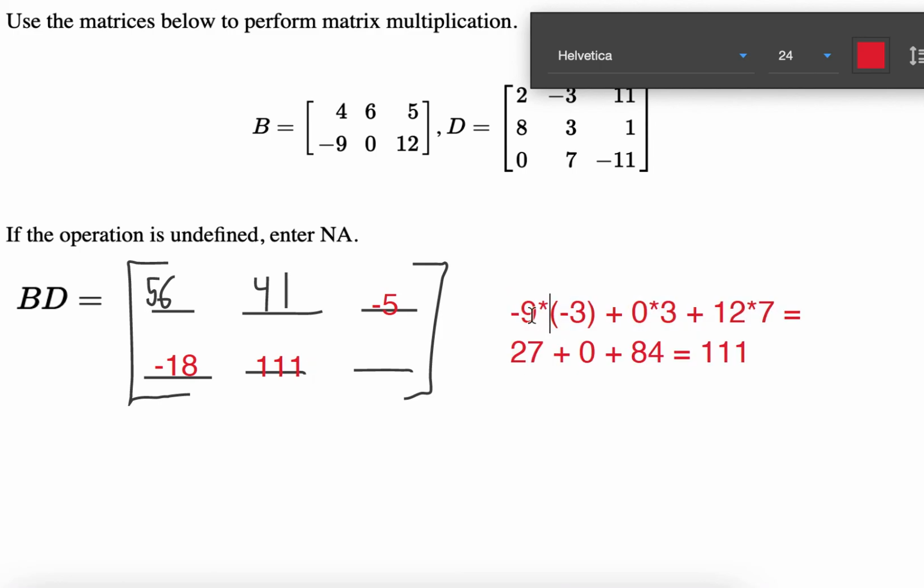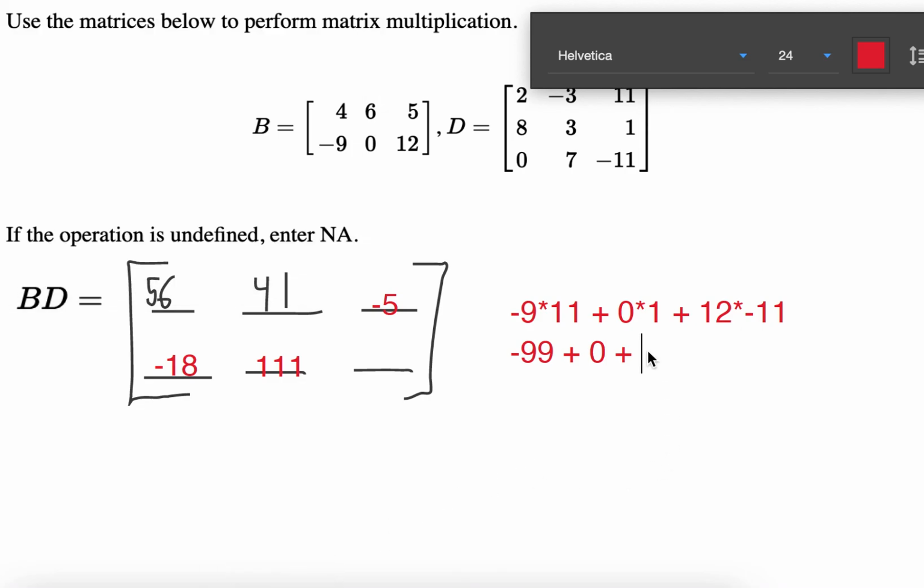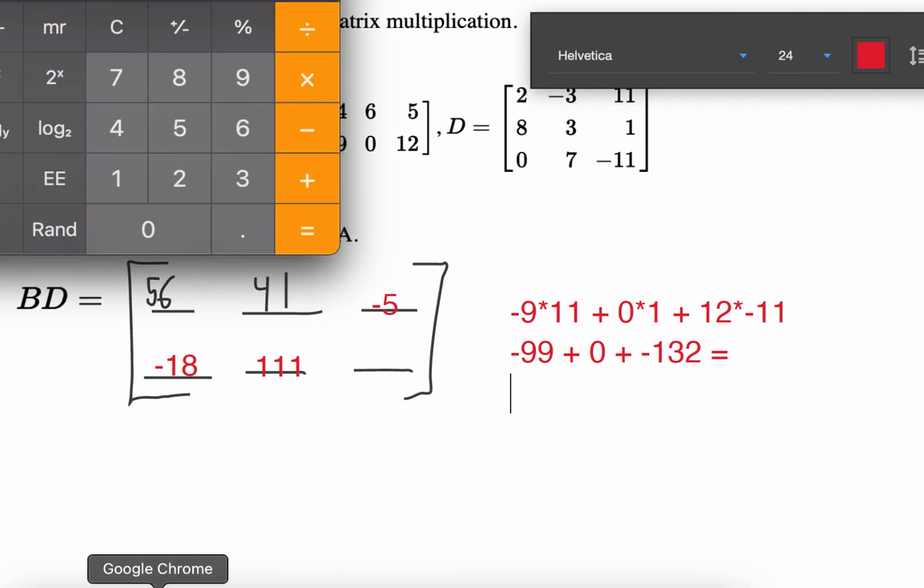Okay, and then the last one, that's the last element to fill out in our answer matrix. It is second row, third column. So second row of B, third column of D. So -9 times 11 plus 0 times 1 plus 12 times -11. That gives -99 plus 0 plus -132. Then you add those together, -231.